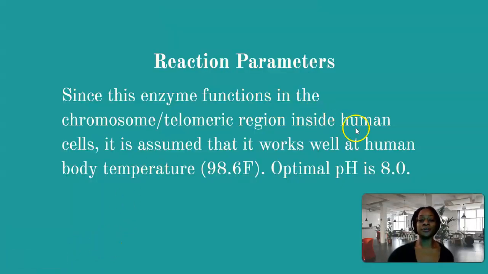Now, the reaction parameters for this enzyme would be assumed to be within regular human body temperature since it's located within human chromosomes, the optimal body temperature being 98.6 degrees Fahrenheit. Optimal pH would be a pretty natural balance of 8.0.